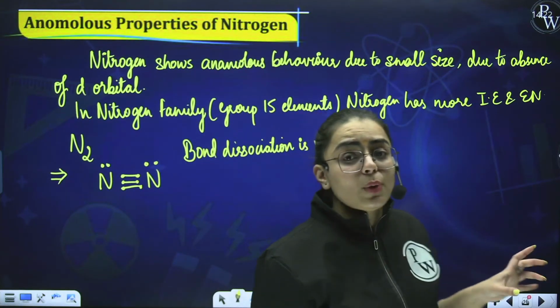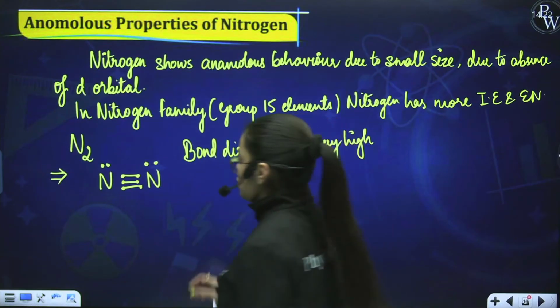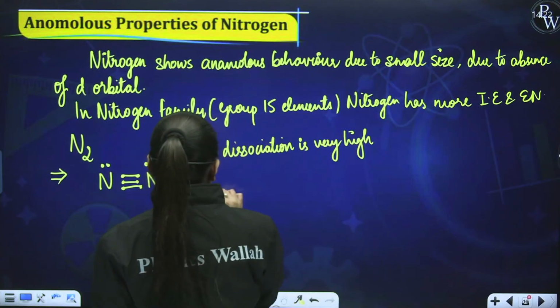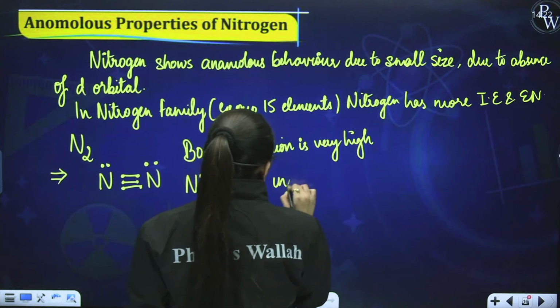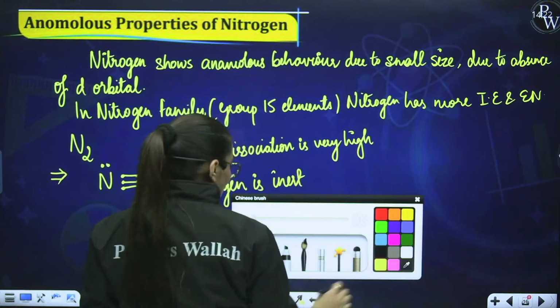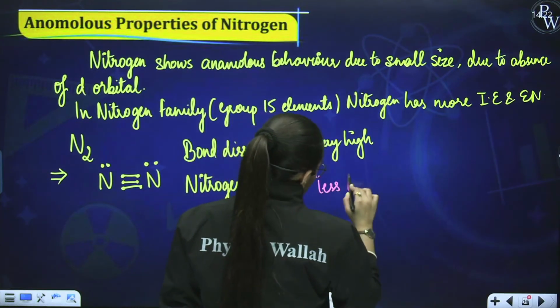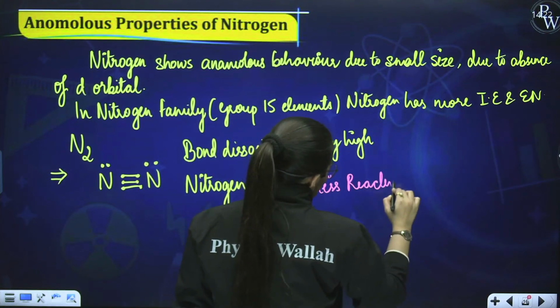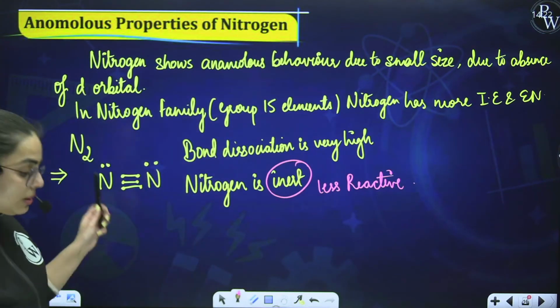Moreover, one more thing you need to remember. When I talk about nitrogen, it is inert in nature. What do you refer to as inert? Inert refers to that it is less reactive. So this was all about nitrogen that we need to understand.